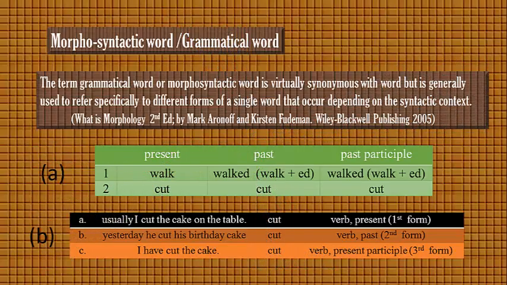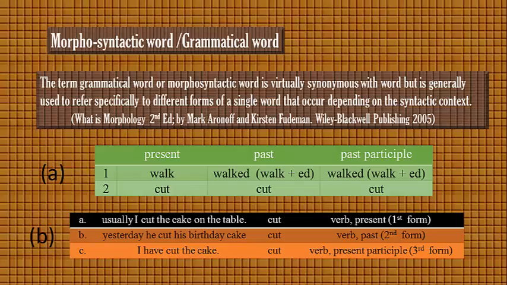Our next topic is the morphosyntactic word, or generally known as the grammatical word. The term morphosyntactic word or grammatical word is virtually synonymous with word, but is generally used to refer specifically to different forms of a single word that occur depending on the syntactic context. Look at table A. Walk, walked, and walked. The walked in the third column represents the past participle, while the walked in the middle column, or the second column, represents the past tense, or the simple past tense, or the past indefinite tense.